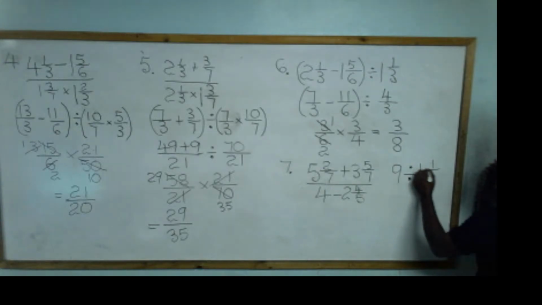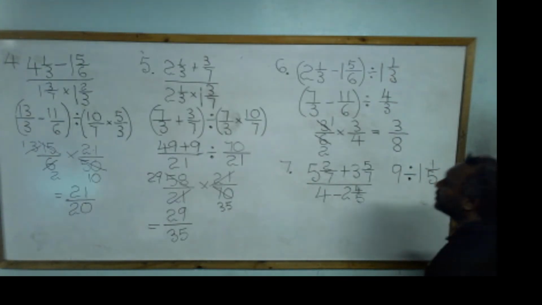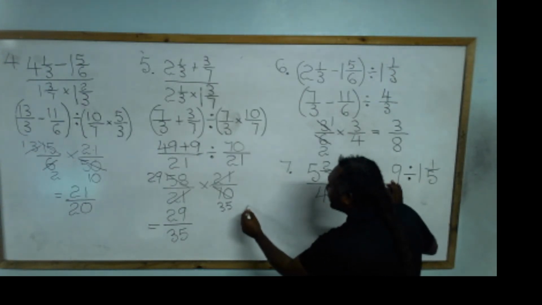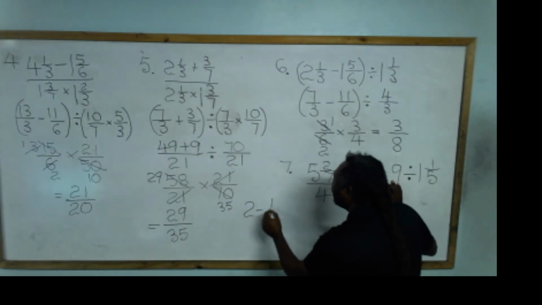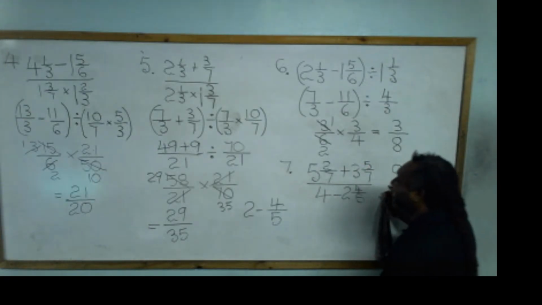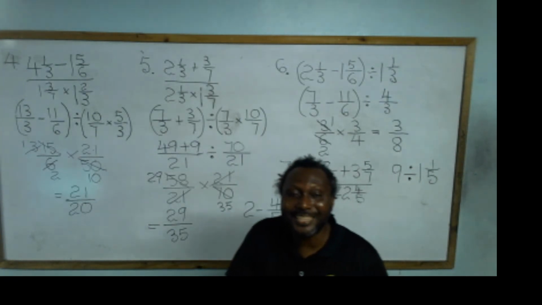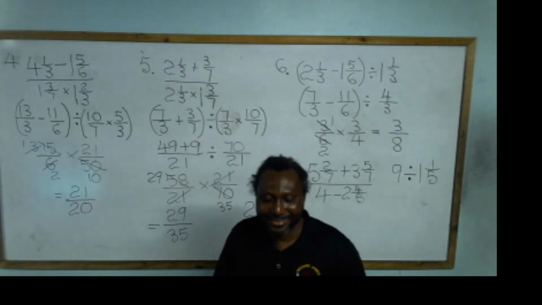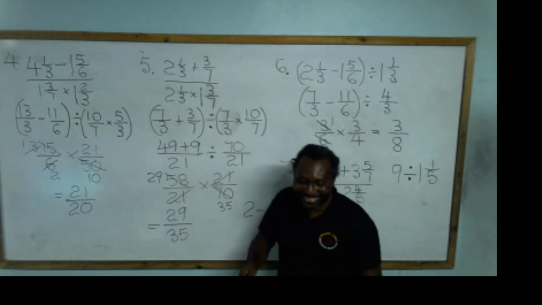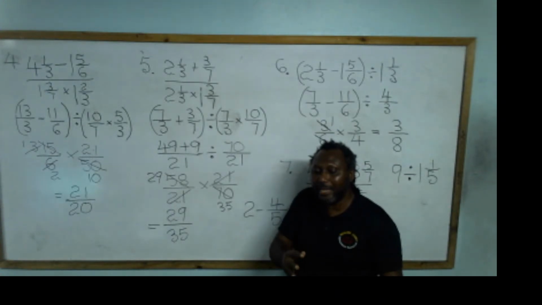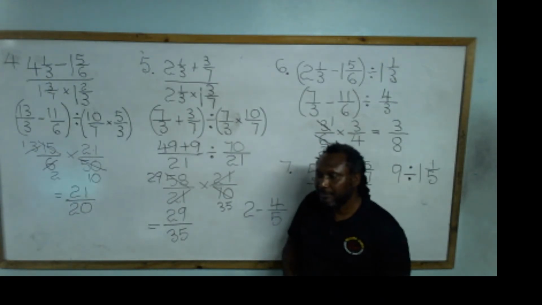One and 1/5. Let me do something here. 2 minus 4 over 5. Students, there are many ways that you can do this.